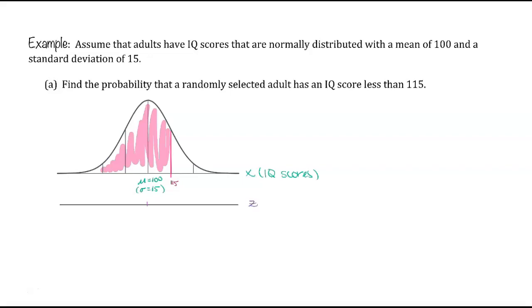With z-scores, the mean is equal to 0 and the standard deviation is equal to 1. And we can find the corresponding z-score for 115. We can find z by finding x minus the mean divided by the standard deviation. In this case, we have 115 for our x value, 100 for the mean, and 15 for the standard deviation. So we find that 115 has a z-score of 1. Finding the area to the left of an IQ score of 115 is now the equivalent of finding the area to the left of a z-score of 1.